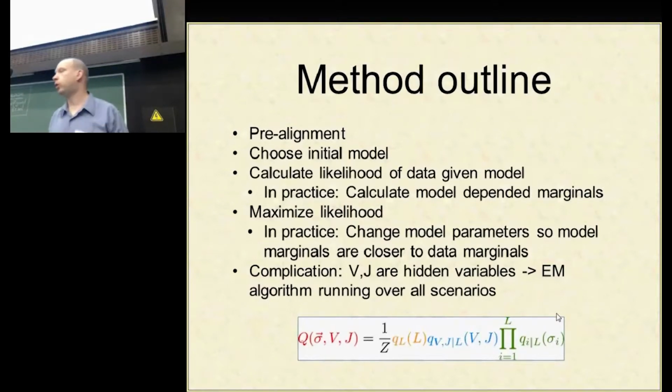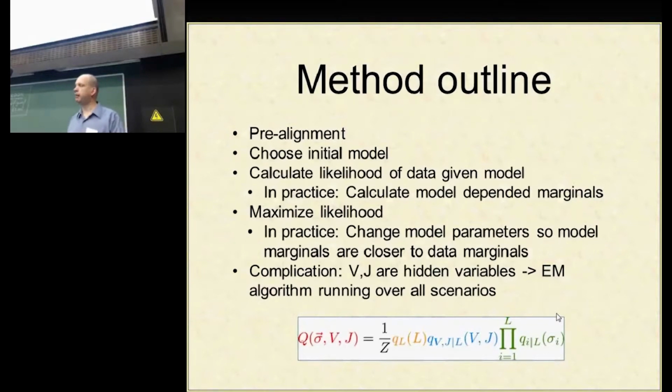In practice, if you work out the math, which again I'm not going to do here, we are calculating the model-dependent marginals. We calculate, let's say, how many times a specific amino acid appears in a specific position, or will appear given the model, and then we compare it to what we actually see in the data. Using this difference, we can modify our Q values, the parameters of the model, to make this difference smaller. And this will maximize the likelihood. So this is an iterative procedure.